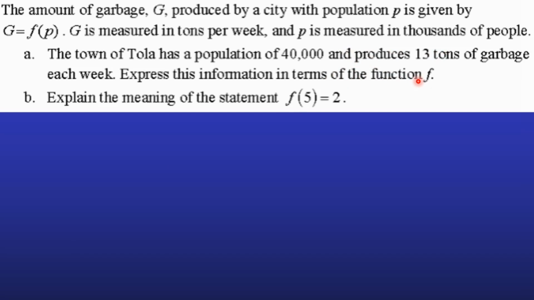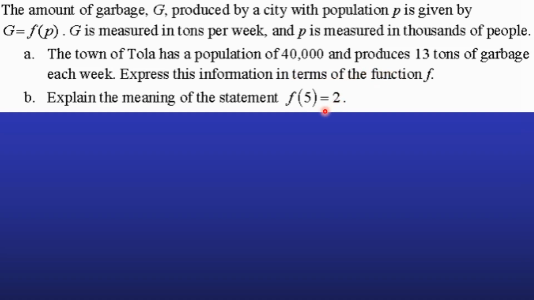that is function notation. We have a model given to us that is g equals f of p. P here is measured in thousands of people. So if p equals 1, that would mean there are 1,000 people. Divide 40,000 by 1,000 and that makes 40 for p. G here is already given as 13. So it would be f of 40 equals 13 for part A.